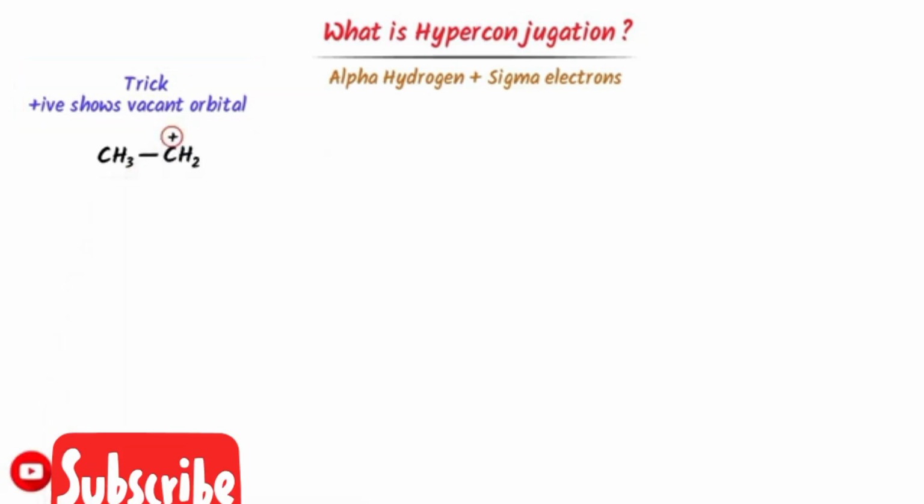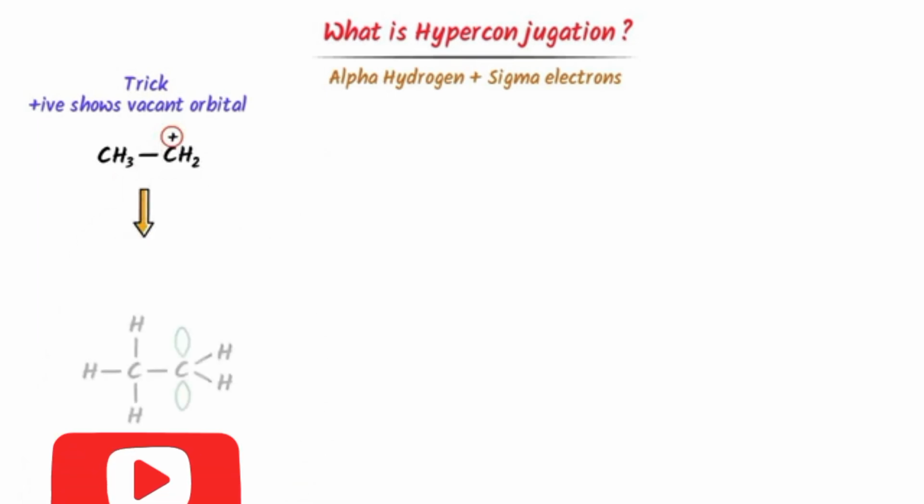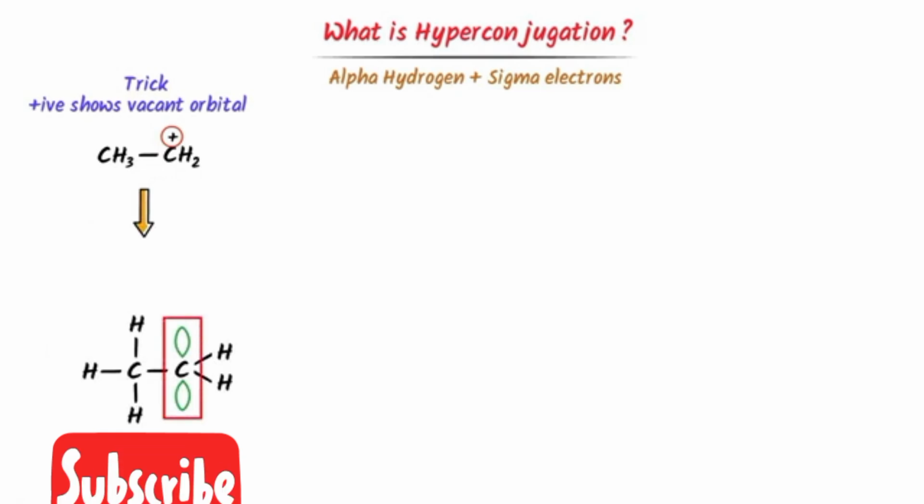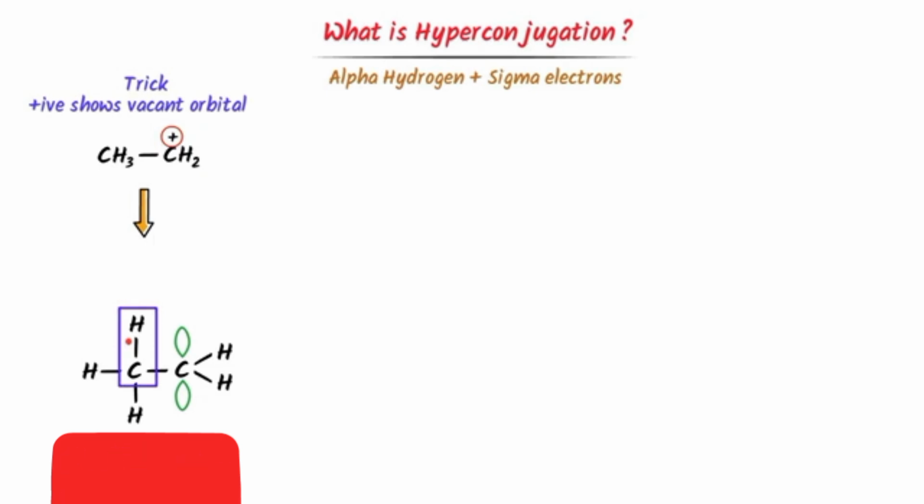I rewrite the carbocation like this. We can see that the p orbital of this carbon is empty. Now listen carefully. Here there are sigma electrons in the carbon and hydrogen bond. Secondly, this hydrogen is an alpha hydrogen, and hence both the conditions, sigma electrons and alpha hydrogens, are satisfied. So hyperconjugation is possible here.